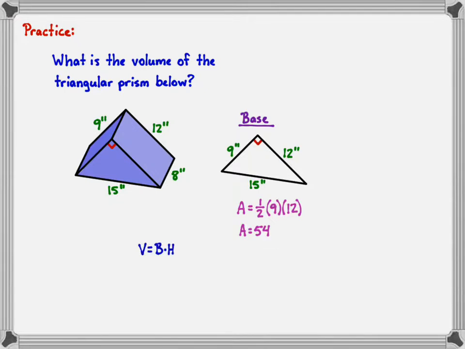So 54 is the base shape. And then what's the height of the prism? Well, the height of the prism is the distance from one triangle to the other triangle. Because this is laying down, the height of this guy is this length. Just like if you were laying down, to measure your height, you would measure horizontally, from your feet to your head. So we get 54 times 8, which is 432 inches cubed.